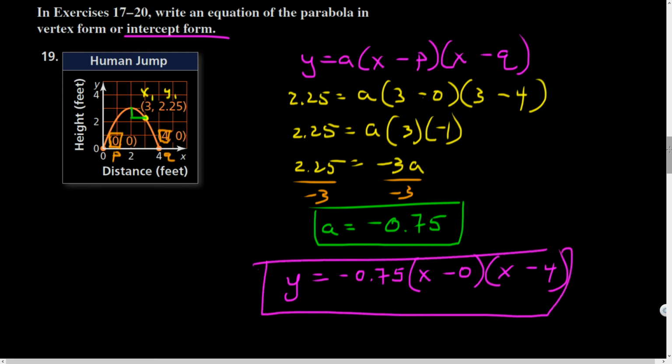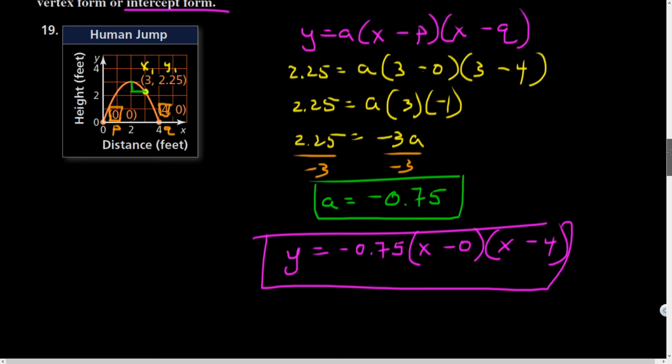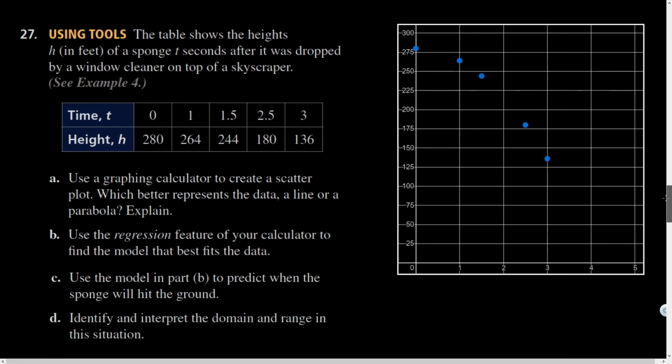And so there's question 19. The other ones are similar, and these ones you're making a choice which form you write it in. I chose intercept form because I had intercepts. I would choose vertex form if I was given a vertex. And the last kind of thing we did was using technology.